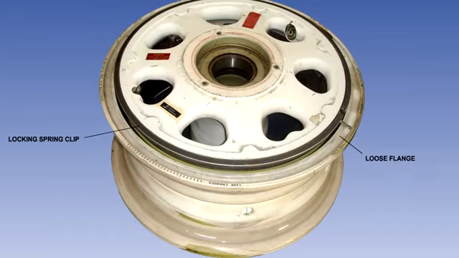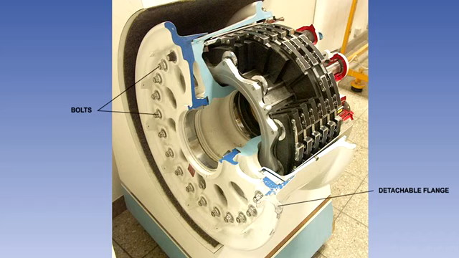In the loose flange type, the flange is retained by a locking device on the wheel rim and held in place by the tyre pressure. The detachable flange type of wheel has the flange secured to the wheel body by nuts and bolts. A detachable flange may be a single piece or 2 or 3 pieces bolted together. The advantage of the loose and the detachable flange type of wheel is that the tyre can be changed without removing the wheel from the aircraft.